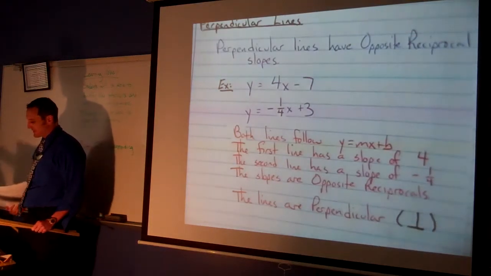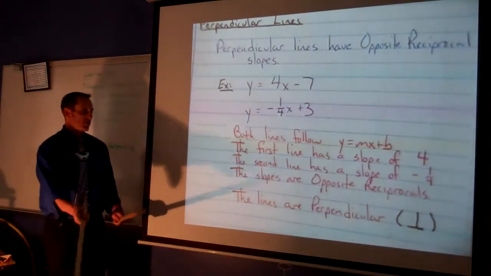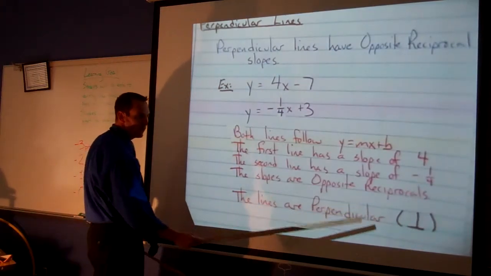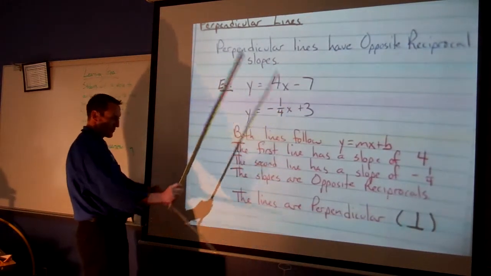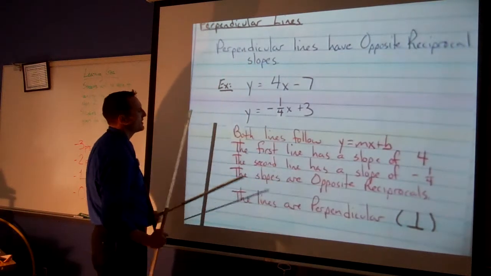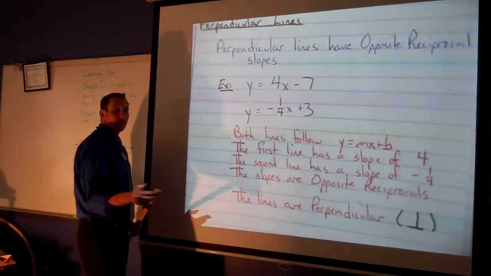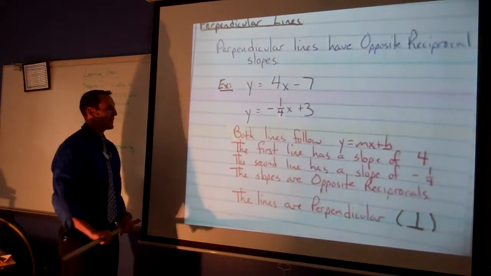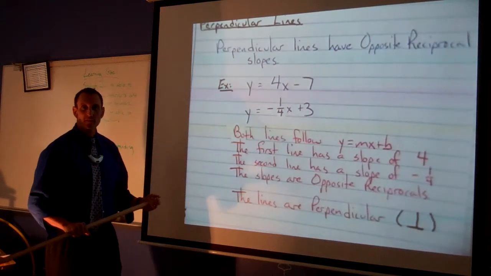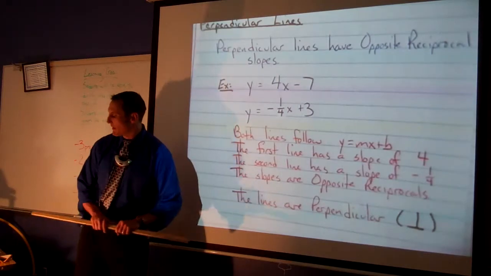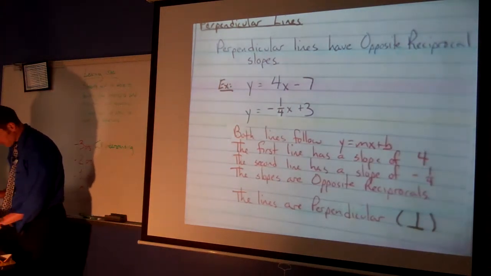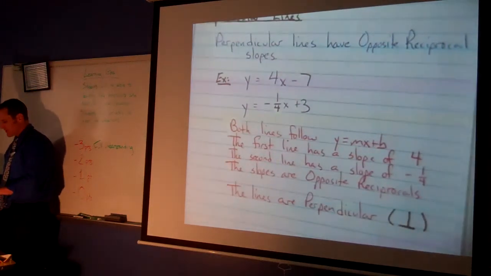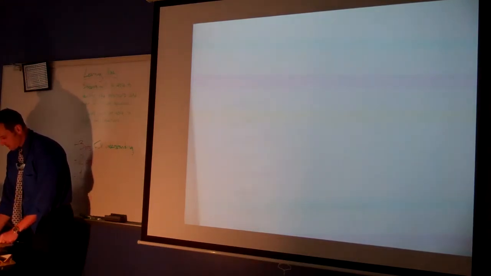Since the slopes are opposite reciprocals, these two equations are parallel. Or, excuse me, perpendicular. So if these two equations are perpendicular, we use the abbreviation of an upside down capital T to show perpendicular. Those are the notes. The rest of the lesson is going to be examples of determining if equations are parallel, perpendicular, or neither.